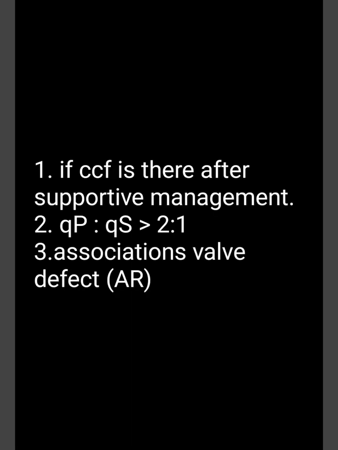Indications for surgery in VSD. 1. If CCF is there after supportive management. 2. QP:QS greater than 2:1. 3. Associated valve defect, AR.